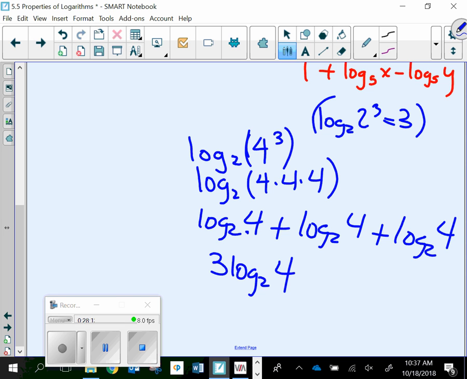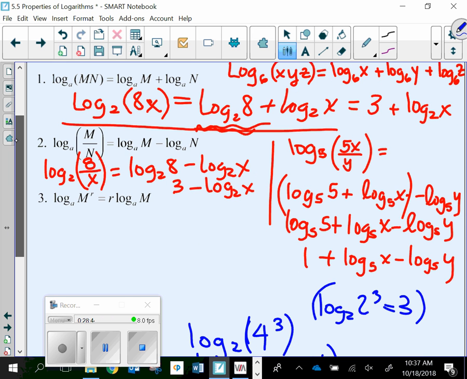Because it's 3 things of the same. And what is log base 2 of 4? What is log base 2 of 4? 2. So this should be 6. Okay, that's a long way around. Now let me show you the, did I lose anybody in the process? I went through it pretty quickly. But I changed the power to a multiplication. And then I used the addition, adding the logs because I'm multiplying them up here.